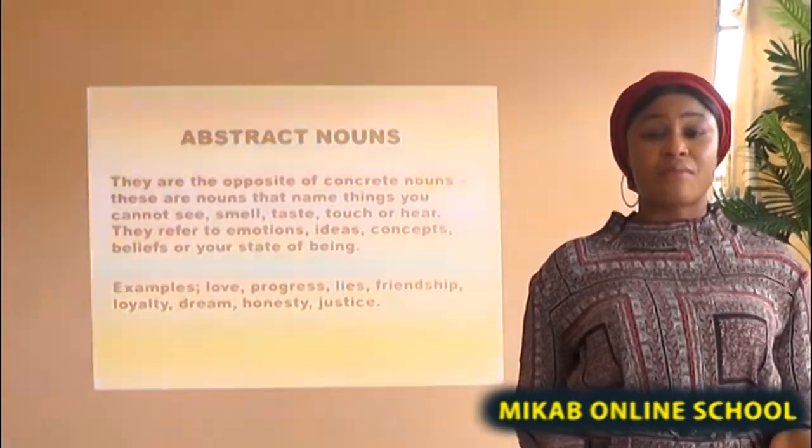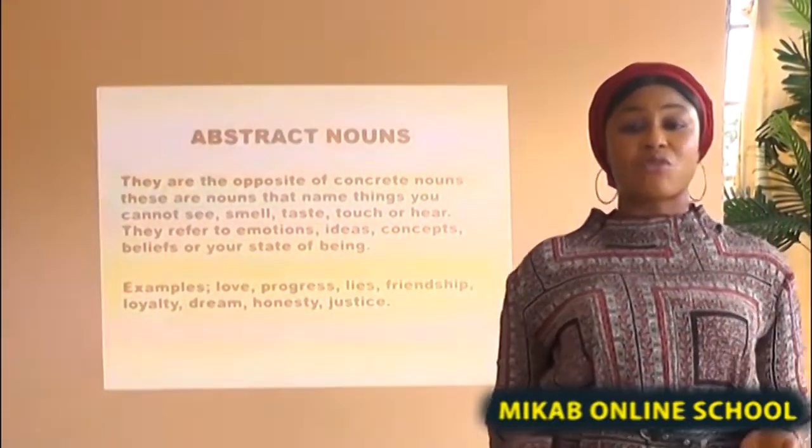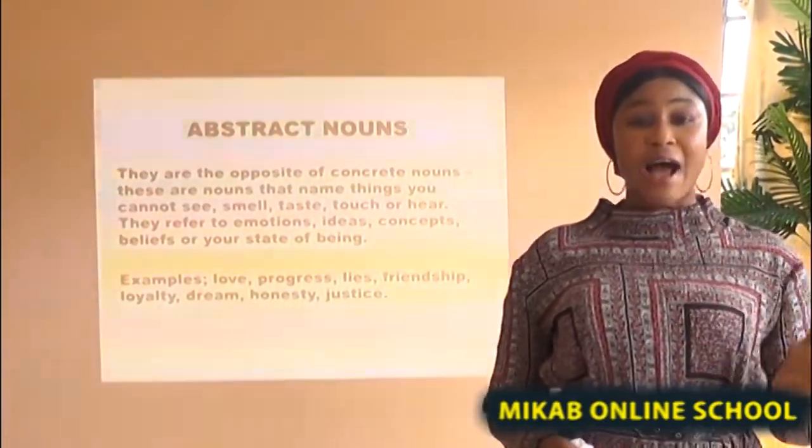All these things cannot be seen. We cannot touch them. We can't smell them. We can't even hear them. But the only thing we can do is to what? Have a feeling of them. Therefore, they are all abstract nouns.